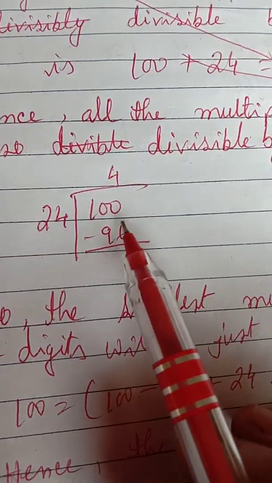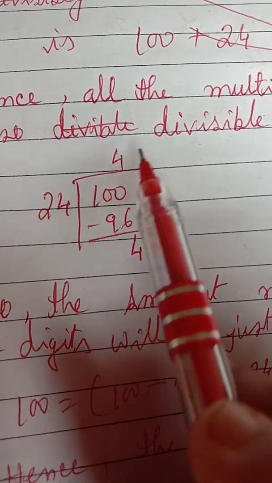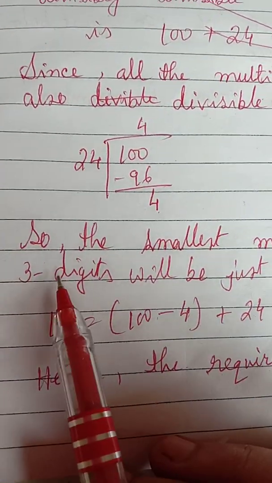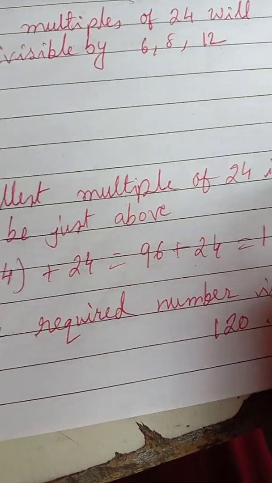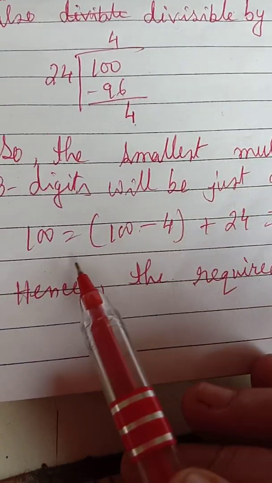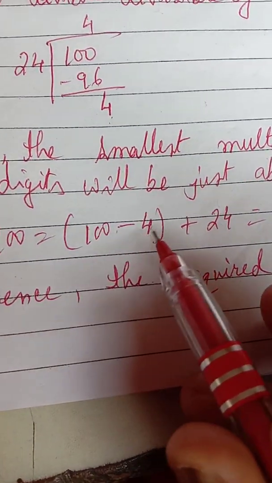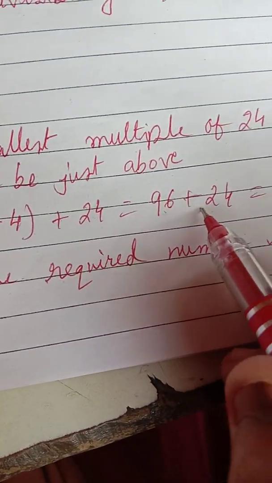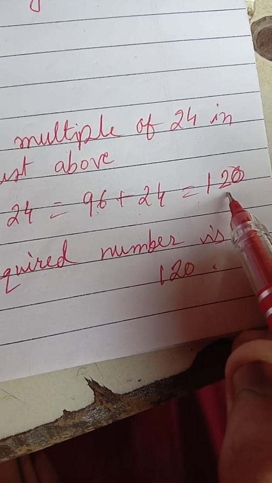So now the smallest 3-digit number, 100, divided by 24. 24 4s are 96 and 4 is the remainder. So the smallest multiple of 24 in 3-digit will be just above 100 minus 4, because 4 is remaining. That's why 100 minus 4 plus 24. So 100 minus 4 is 96, plus 24 equals 120.